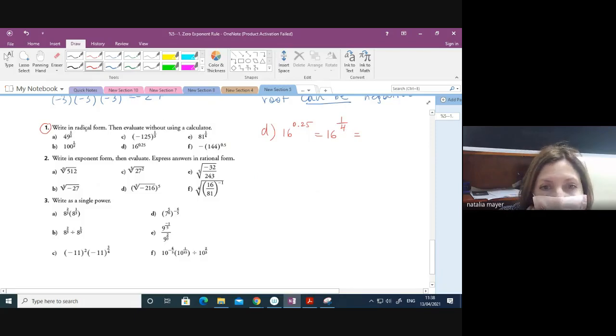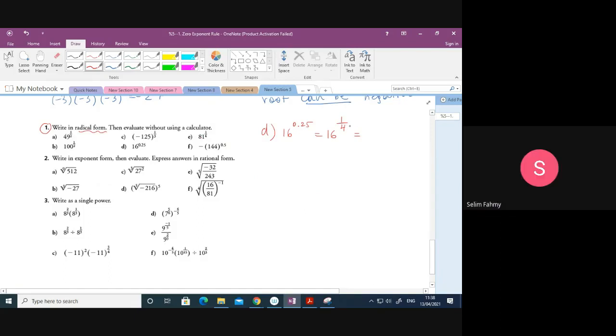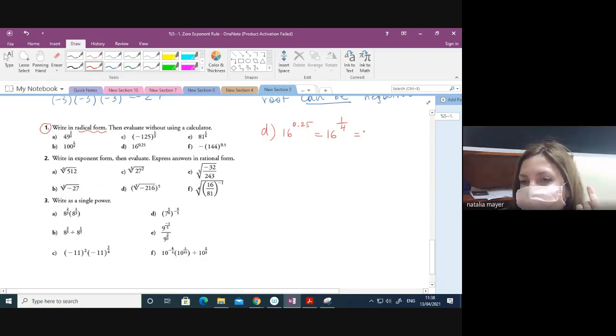You need to write it in radical form. You didn't write it. Where does the denominator of the rational exponent go? It goes before the root. It becomes the index. So the root, here's the index. Answer. No, that's why I told you, read the question. The question says write in radical form. So this now is the radical form. And then you can use the calculator and then evaluate.